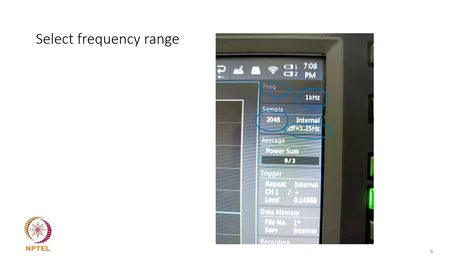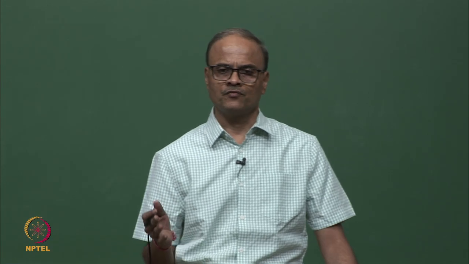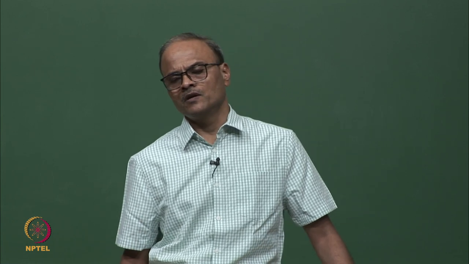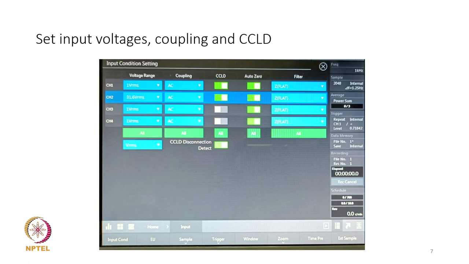In fact, there are 800 lines in the discrete spectrum. So, whatever spectrum we calculate based on these settings, there would be 800 frequency lines. Now, we need to select the input voltages, coupling and CCLD settings. You can see in this window we can make a choice.